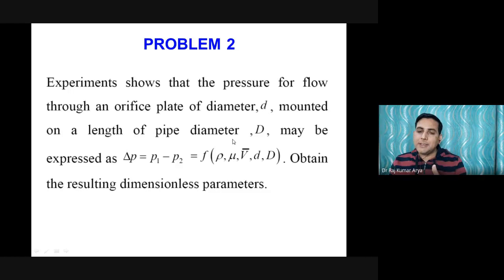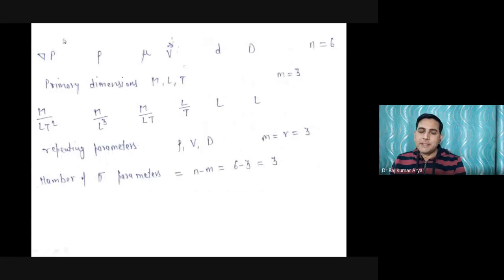So in that case, think about what maximum parameters there are and involve all of them. Now for this, they said the delta P. So you write all the parameters first: your delta P, your density, your viscosity, your velocity, your diameter of the orifice, your diameter of the pipe. Count them. How many are these? 6.